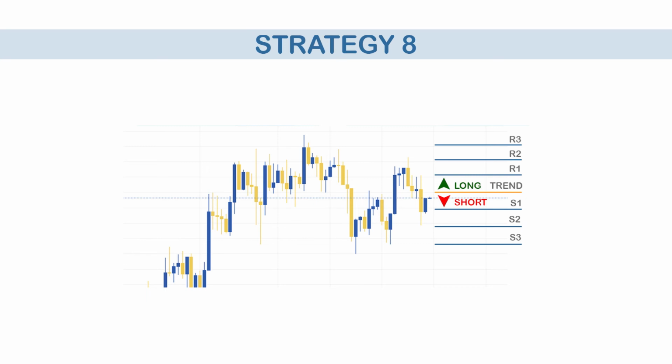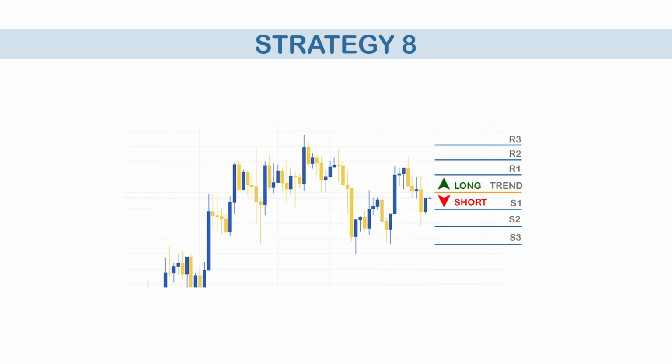Strategy 8. Last but not least, use HAVE.crypto's free daily support and resistance levels. You can find them for free in our social media accounts: Twitter, Telegram, Facebook, and Instagram. Here are some guidelines on how you can make good profits.